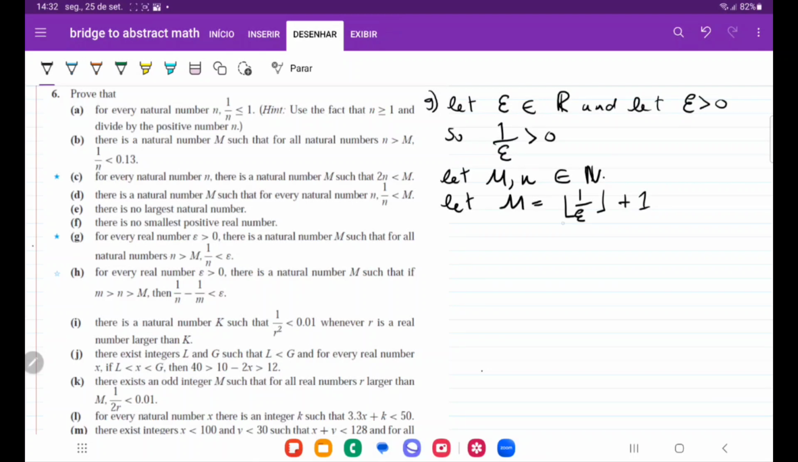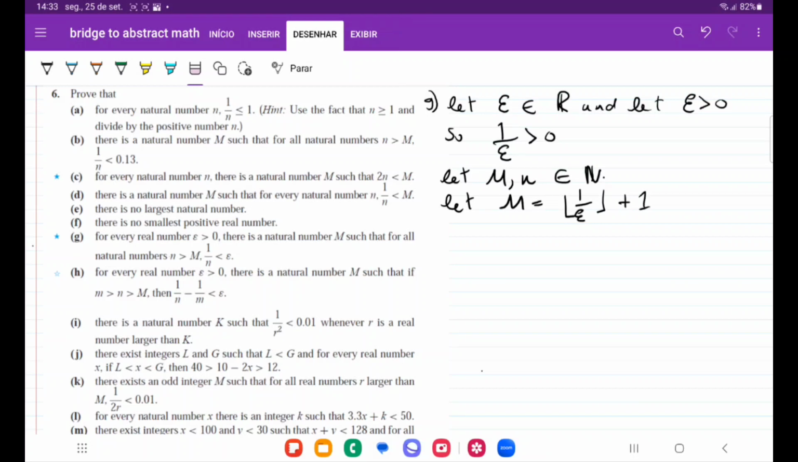Now, what does this mean? The floor operation just means take the integer part. So say 1 over epsilon is like 0.23, then the floor of that would be equal to 0. Or if it were 1.23, the floor of that would be equal to 1, and so on. And because 1 over epsilon is positive, the floor of 1 over epsilon gives back a natural number, or 0, so we have that m is an integer.